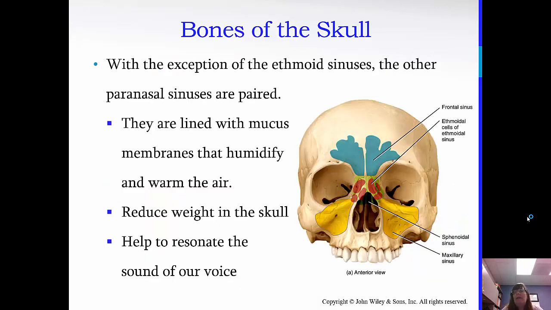So with the exception of the ethmoid sinuses, the others are paired. They're lined with mucous membranes, and they humidify and warm the air as it comes in through the nose. As I said, they reduce the weight of the skull and help resonate the sound of your voice. So you can see the frontal sinus, the ethmoidal cells of the ethmoidal sinus there, the sphenoidal sinus, the maxillary sinus. So all kind of in the front of our skull here. So anytime you have a sinus headache, that's often where you have the pain and pressure.